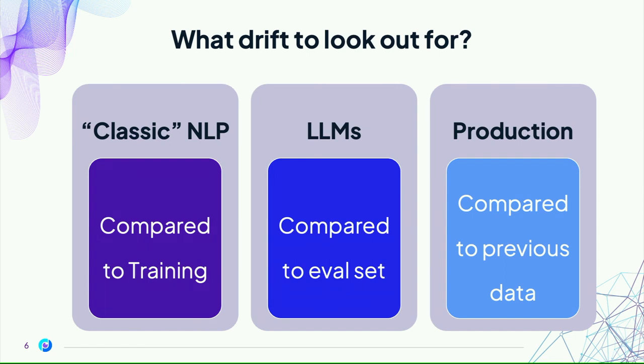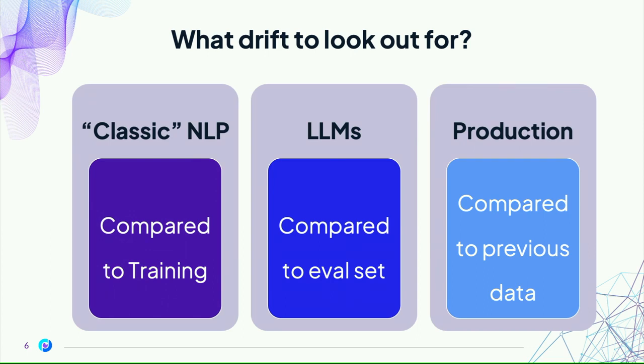So if your production data drifted significantly compared to that evaluation set, there's ground to assume that your LLM may not be doing as well on this new data, or at least you need to recollect your evaluation set, re-annotate it, and make sure you're doing well. In both cases, though, you'll want to also monitor for drift in production.